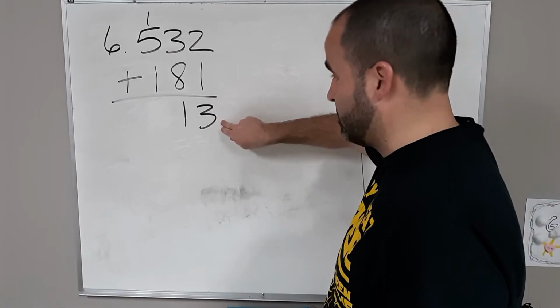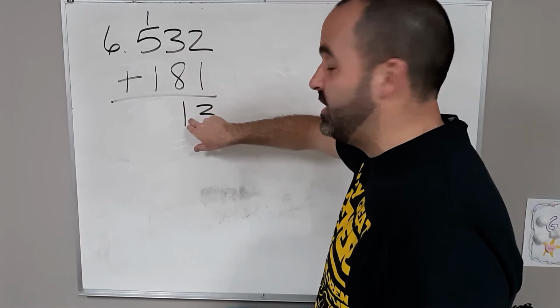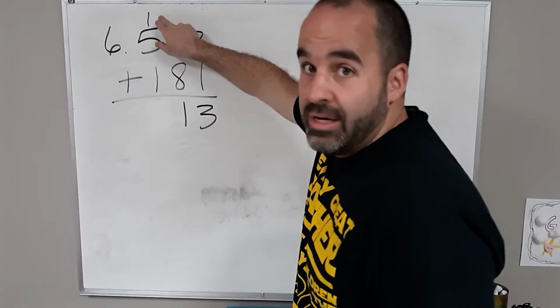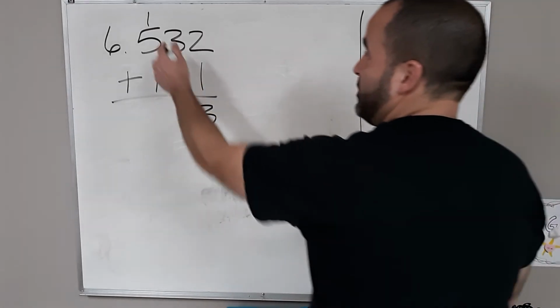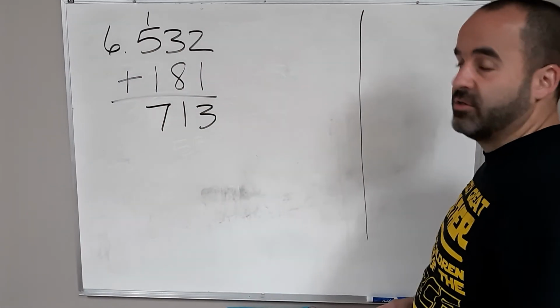2 plus 1 equals 3, nothing to carry. 3 plus 8 equals 11. And now we do carry the 1, even though I didn't do it last time. 1 plus 5 equals 6, plus 1 more equals 7. And my answer is 713.